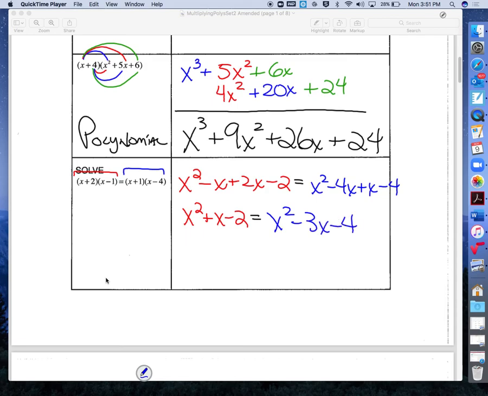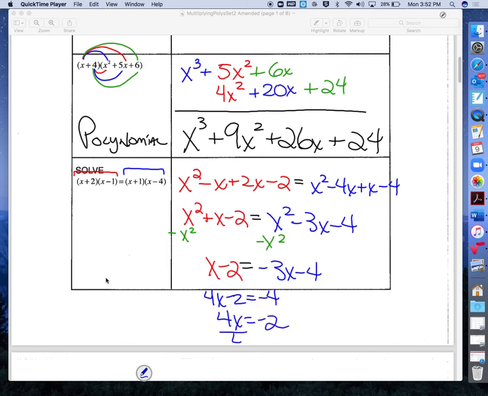And now to solve this, I'm going to subtract x squared from both sides. And I'm going to be left with something that's really easy for me to deal with. x minus 2 is equal to negative 3x minus 4. Adding 3x to both sides. And then adding 2 to both sides. And then dividing both sides by positive 4. So I'm going to end up with x equaling negative 1/2.